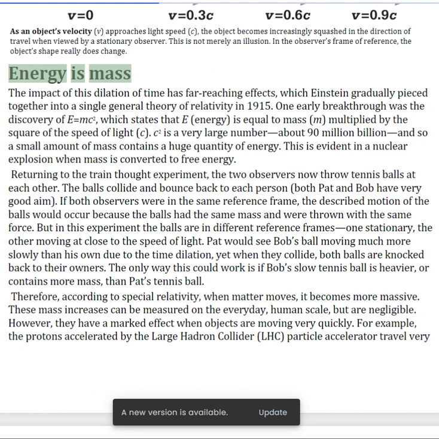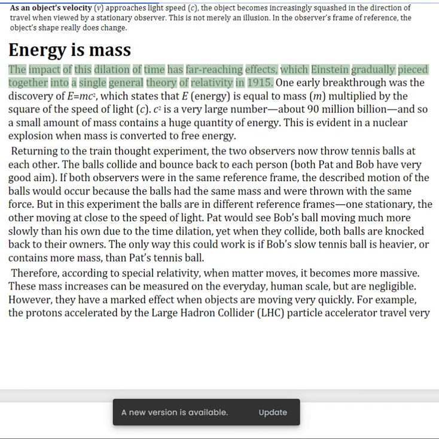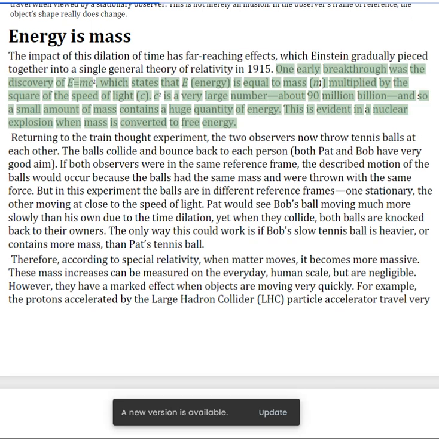Energy is mass. The impact of this dilation of time has far-reaching effects, which Einstein gradually pieced together into a single general theory of relativity in 1915. One early breakthrough was the discovery of E equals mc squared, which states that E is equal to mass multiplied by the square of the speed of light.